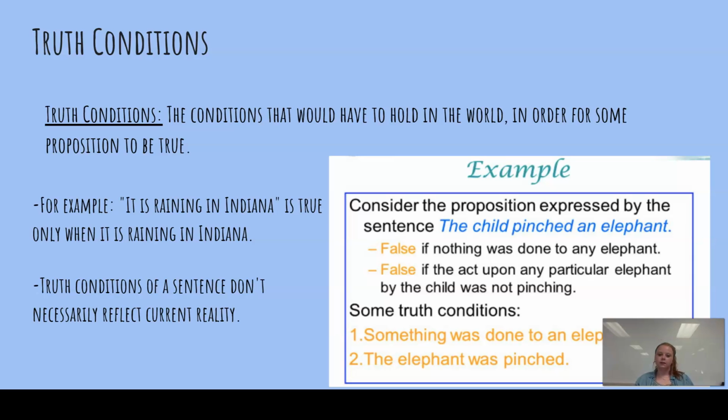Truth conditions are the conditions that would have to hold in the world in order for some proposition to be true. And truth conditions of a sentence don't necessarily reflect current reality. For example, "It is raining in Indiana" is only true when it is raining in Indiana.